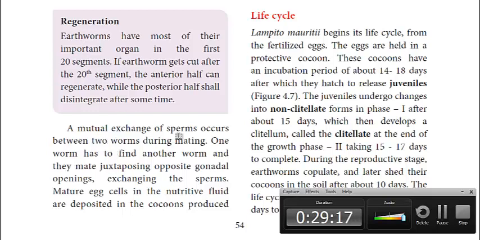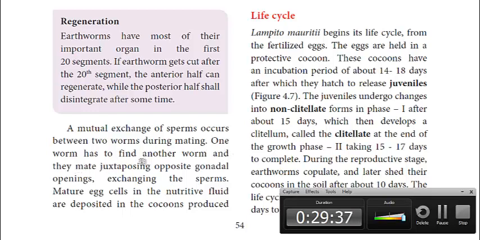Now mutual exchange of sperms occurs between two worms during mating. So what is that? Mutually, when they mate, when they copulate, this animal releases sperm to that animal, and that animal releases sperm to this animal, and they store it.